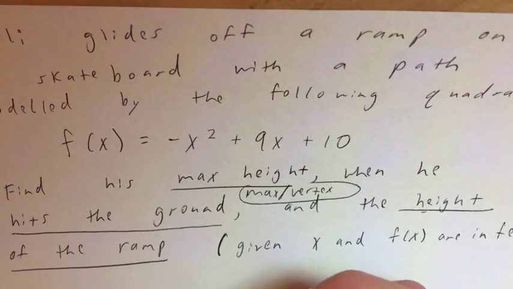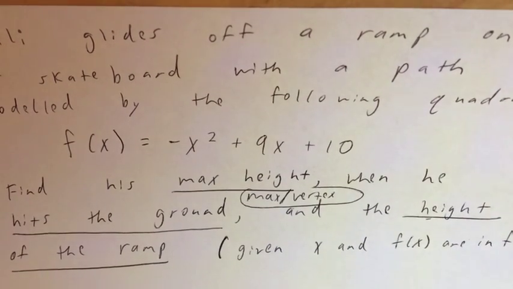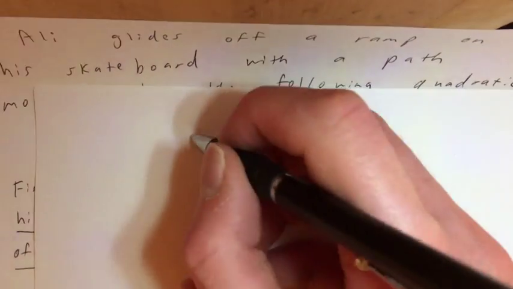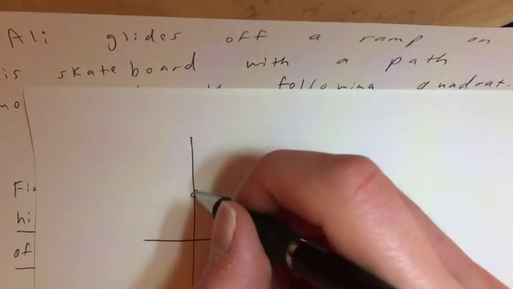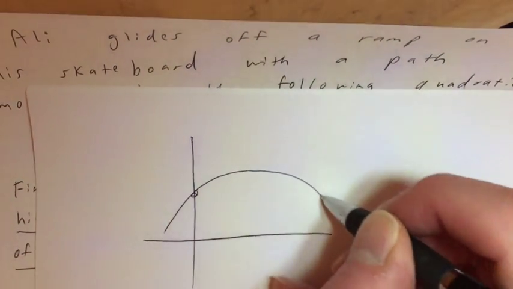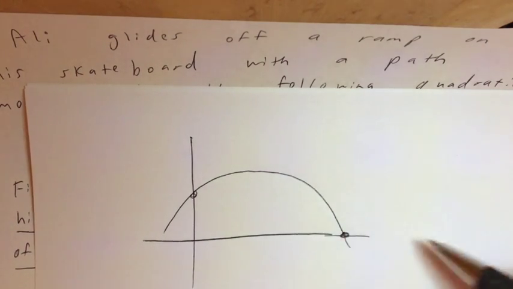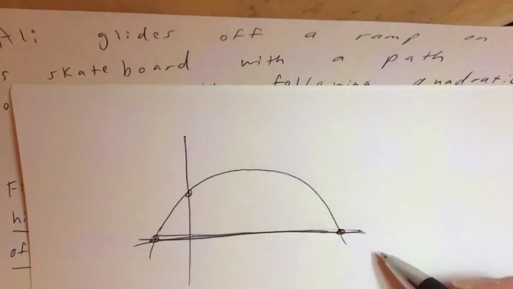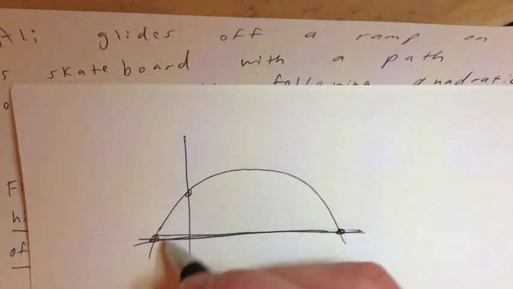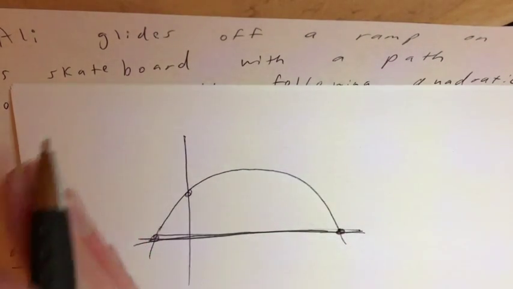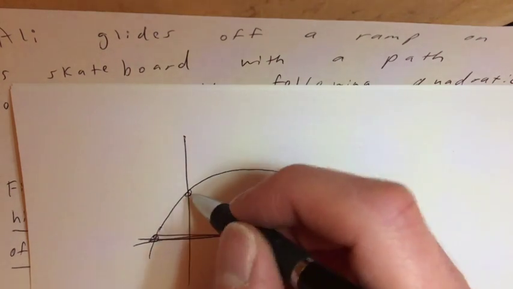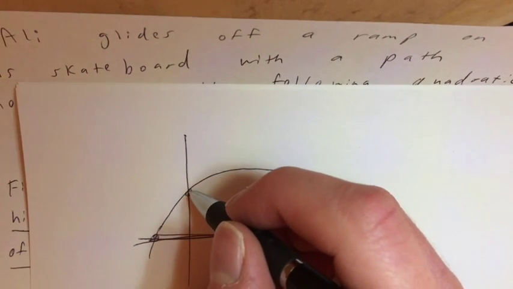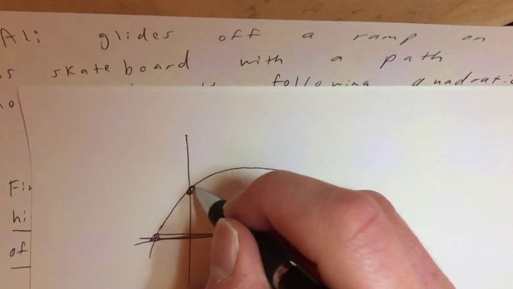Second part, hits the ground. When it hits the ground, okay? Well, let's actually graph it to see what it looks like. I'm going to just sketch it off to the side right here. Now, if I'm asking you for when it hits the ground, let's say this is the ground. This part is on the negative side of the x-axis. And his actual path, when he launches off the ramp, he will be right here, okay?